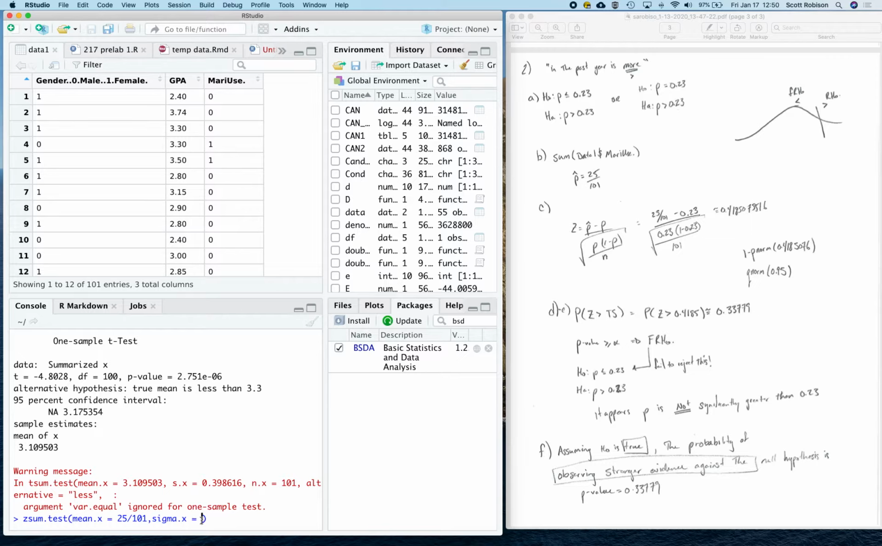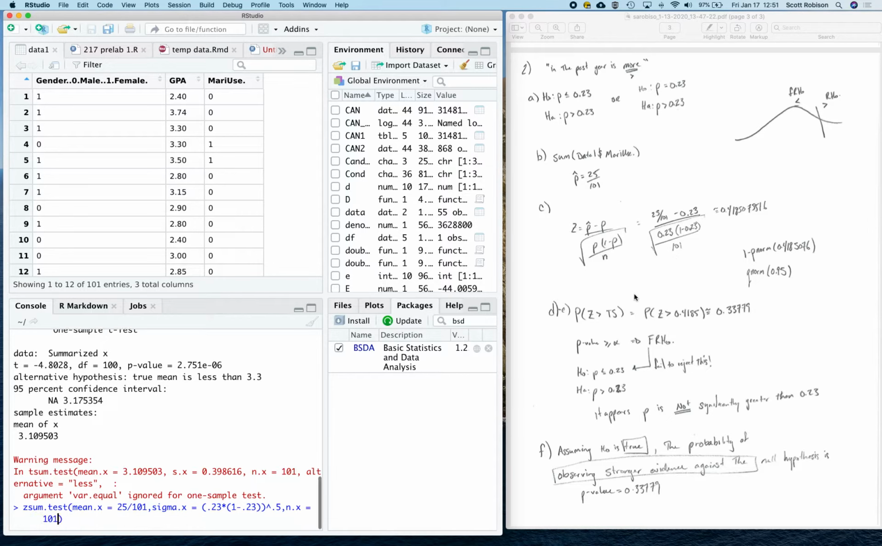So to make a long story short, for sigma what I need to input is the square root of p, the hypothesized proportion, which is 0.23, times 1 minus the hypothesized proportion, which is 1 minus 0.23. When I put sigma in, I'm going to make sure these are hypothesized values, but when I put in the mean of x, I'm going to put in the sample mean, which was 25 over 101. What else do I need to put in? I need to put in the sample size, which you can see here is 101.